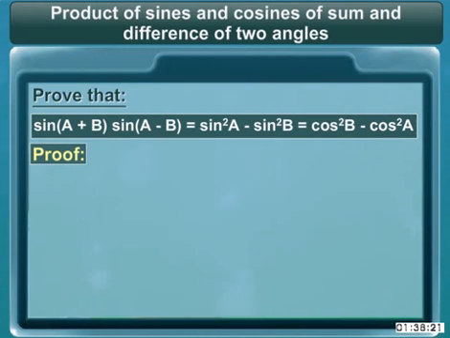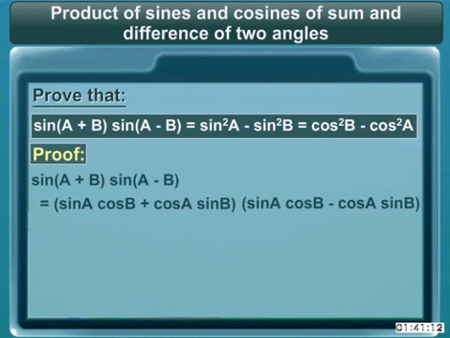To prove this, first of all we will take its left hand side, that is sine of a plus b into sine of a minus b, and that will be equal to sine a cos b plus cos a sin b whole multiplied by sin a cos b minus cos a sin b, that we get by using the formula for the sines of sum and difference of two angles, that is sin of a plus b is equal to sin a cos b plus cos a sin b, and sin of a minus b is equal to sin a cos b minus cos a sin b.